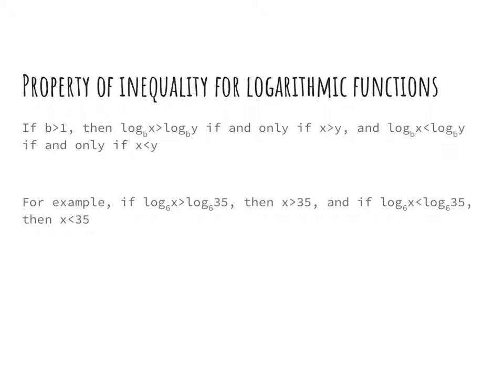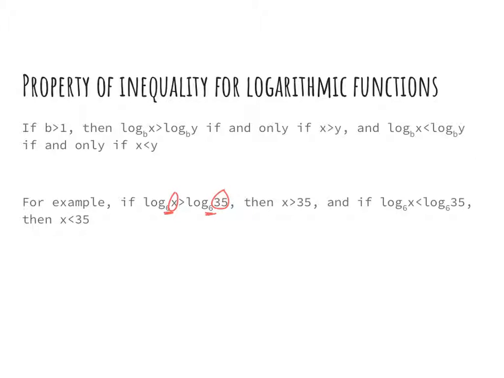So the other property of inequality for logarithmic functions, if we have a b value greater than 1, then the log base b of x is greater than the log base b of y, if and only if x is greater than y. Same thing can be said with less than: if the log base b of x is less than the log base b of y, if and only if x is less than y. So if we have the same base on both sides, we can take what we're taking the log of and have that be the inequality and solve for our variable.